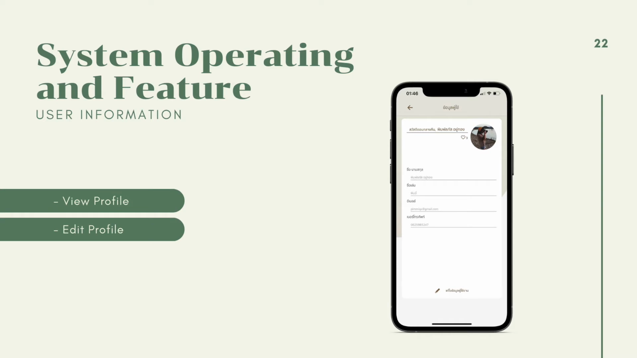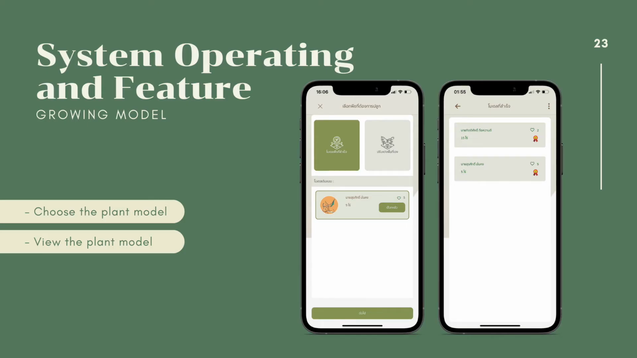Feature user information. The user can view information and edit information. The picture is user information, and the user can edit information by clicking edit information. Feature growing model. The user can choose a provided model to plant or view a growing model. Picture 1 is choosing a growing model based on the user's area. Picture 2 is viewing a growing model.